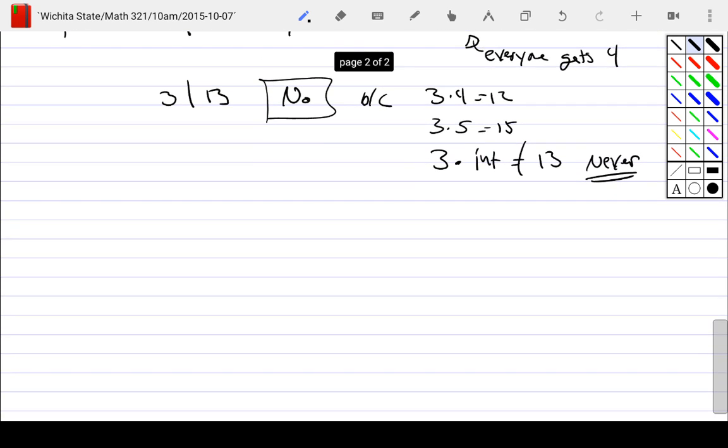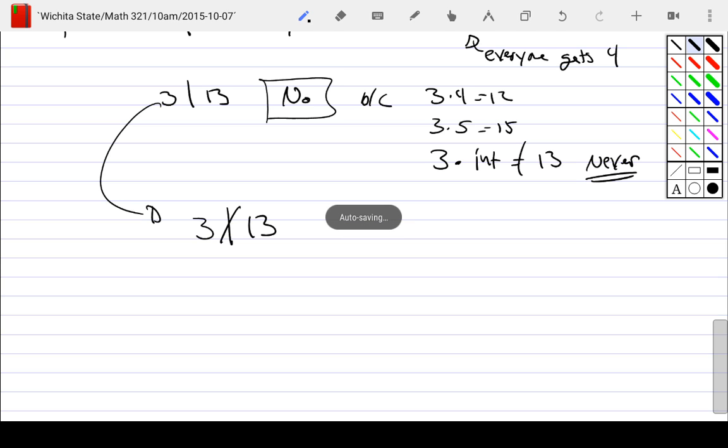On the other hand, if 3 does not divide 13, we would usually write this as 3 does not divide 13 is true, right? It is not the case that 3 divides 13. And so that would evaluate to true because I'm just simply negating the no, and it becomes a yes.